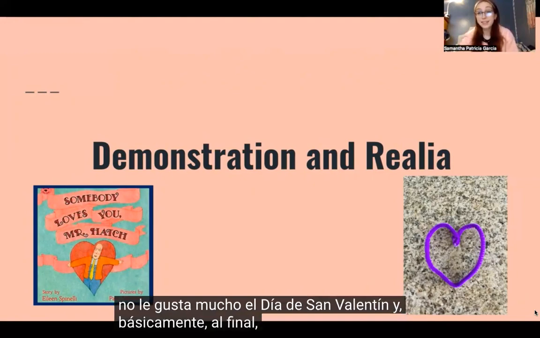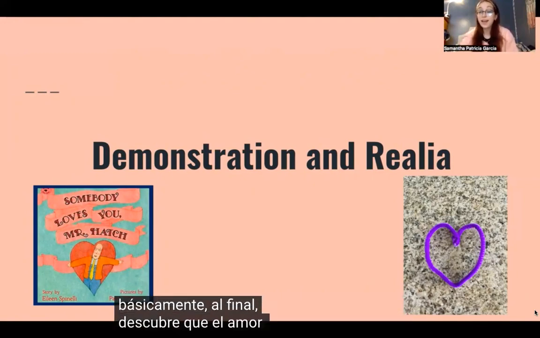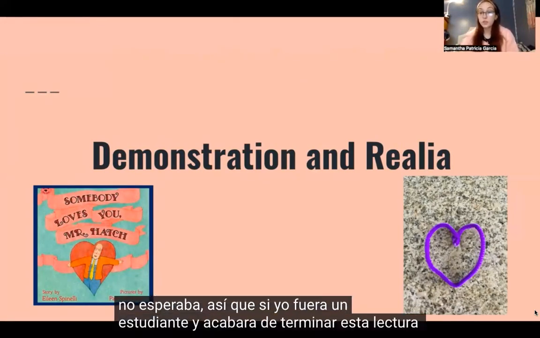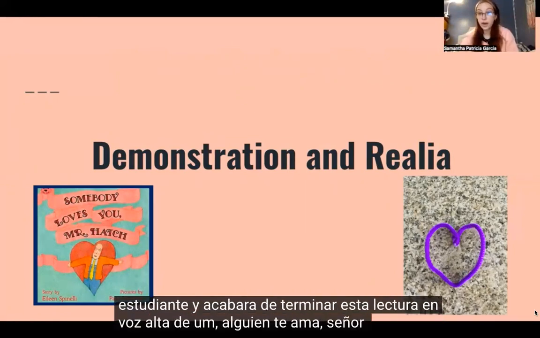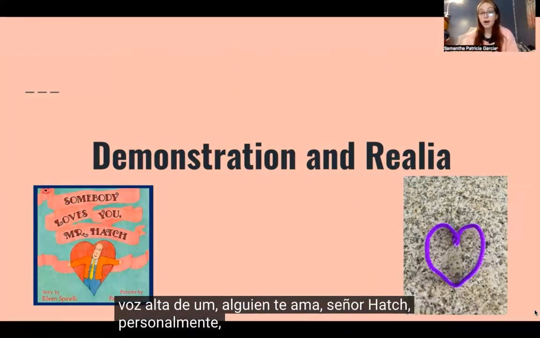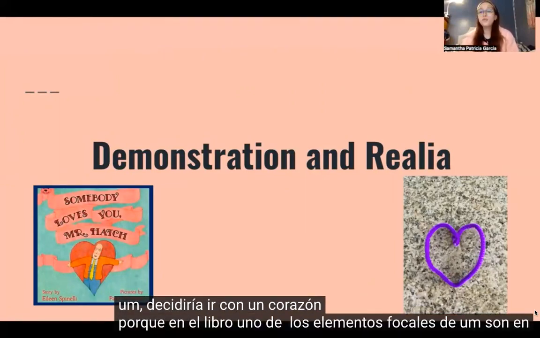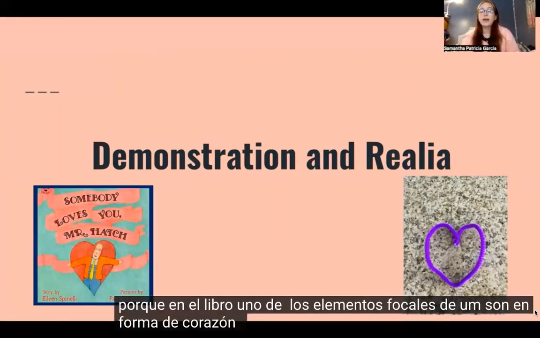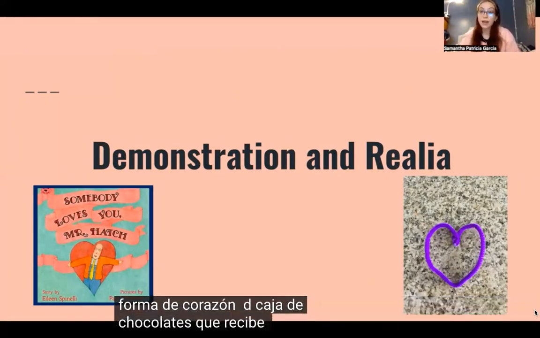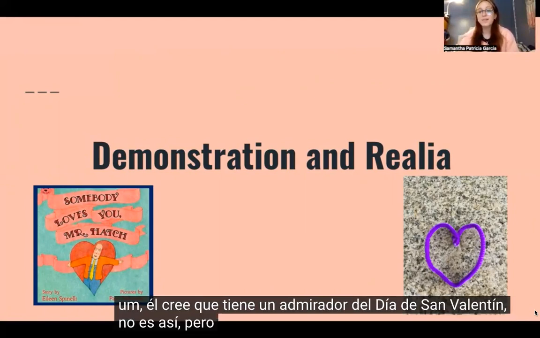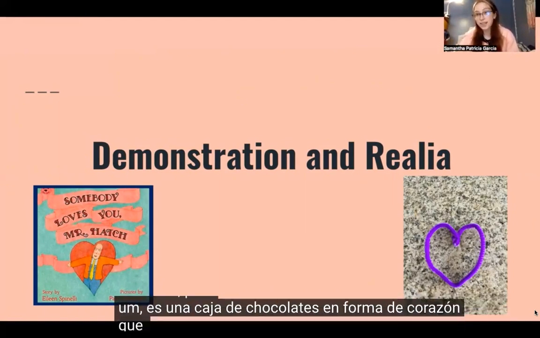And basically, in the end, he finds that love is all around him within his neighborhood in places that he was not expecting it. So if I were a student and I just finished this read aloud of Somebody Loves You, Mr. Hatch, I personally would decide to go with a heart because in the book, one of the focal items is a heart-shaped box of chocolates that Mr. Hatch receives. He thinks he has a Valentine's Day admirer. He does not, but it's a heart-shaped box of chocolates that he receives.